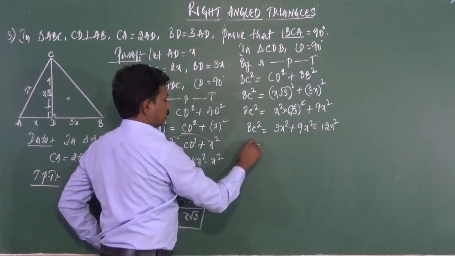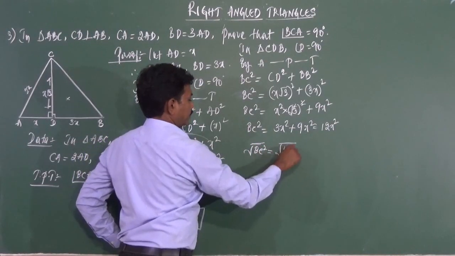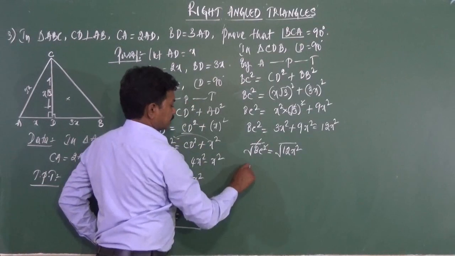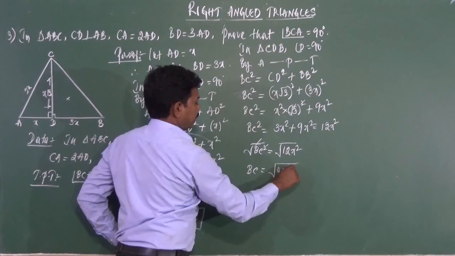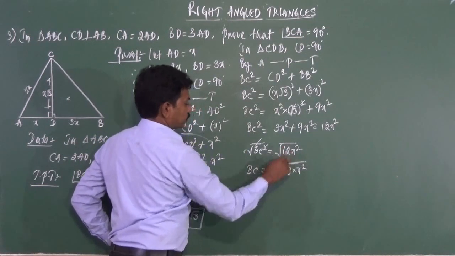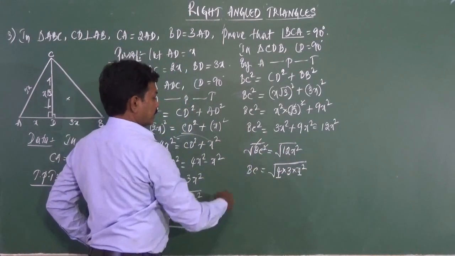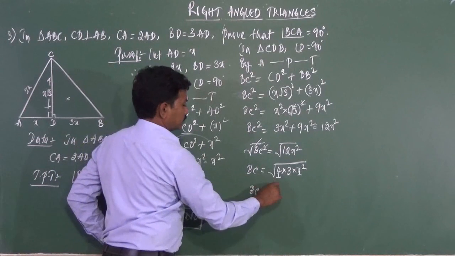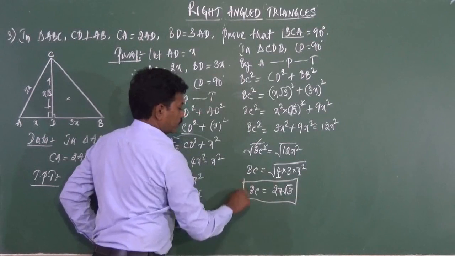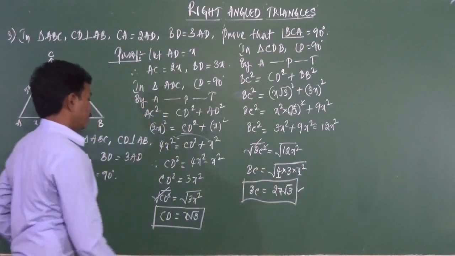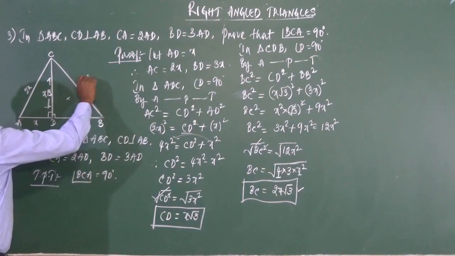So let us take the square root on both sides. The square root of BC square is equal to the square root of 12x square. So square and root cancel. So BC is equal to, this 12 can be written as 4 into 3 into x square. Among 4, 3 and x square, 4 and x square are perfect squares. When they are taken out, BC becomes 2x root 3. The value of BC is 2x root 3.